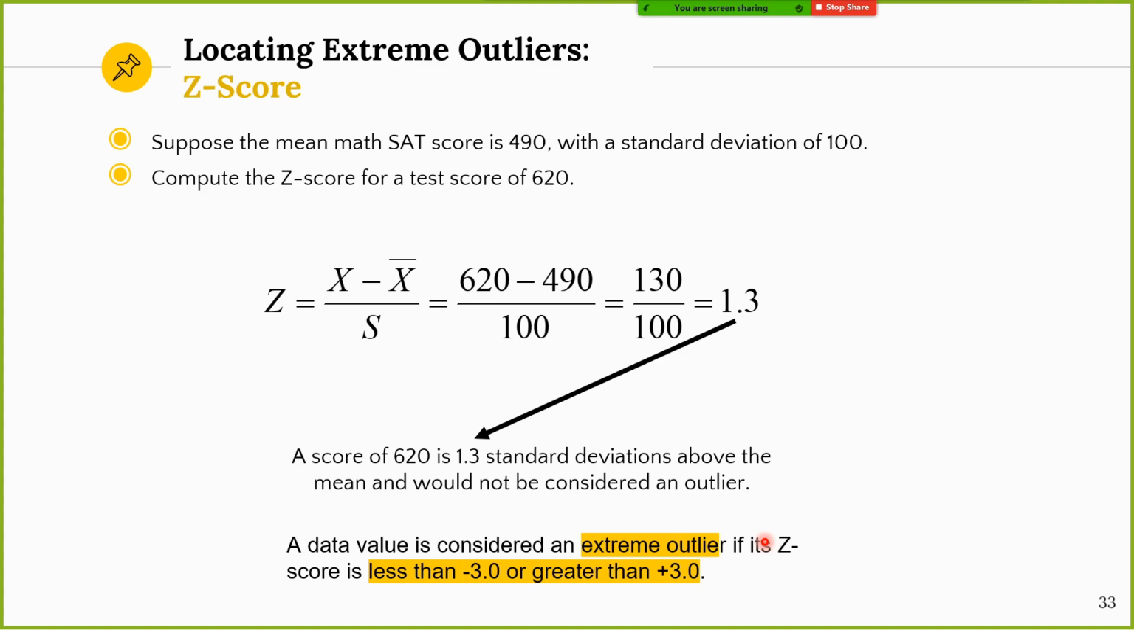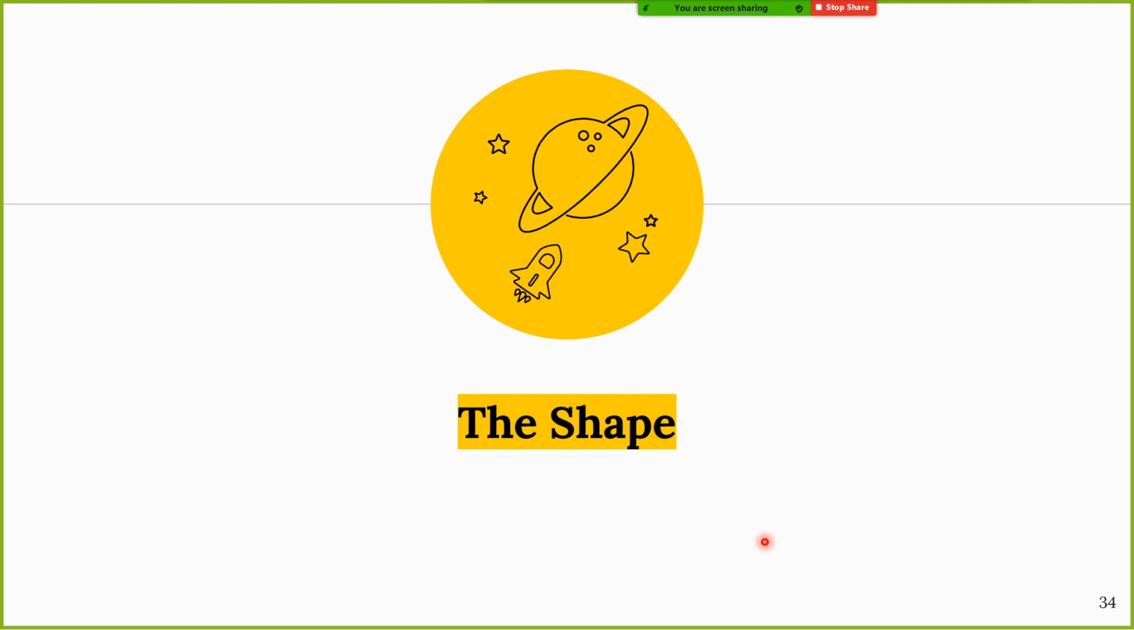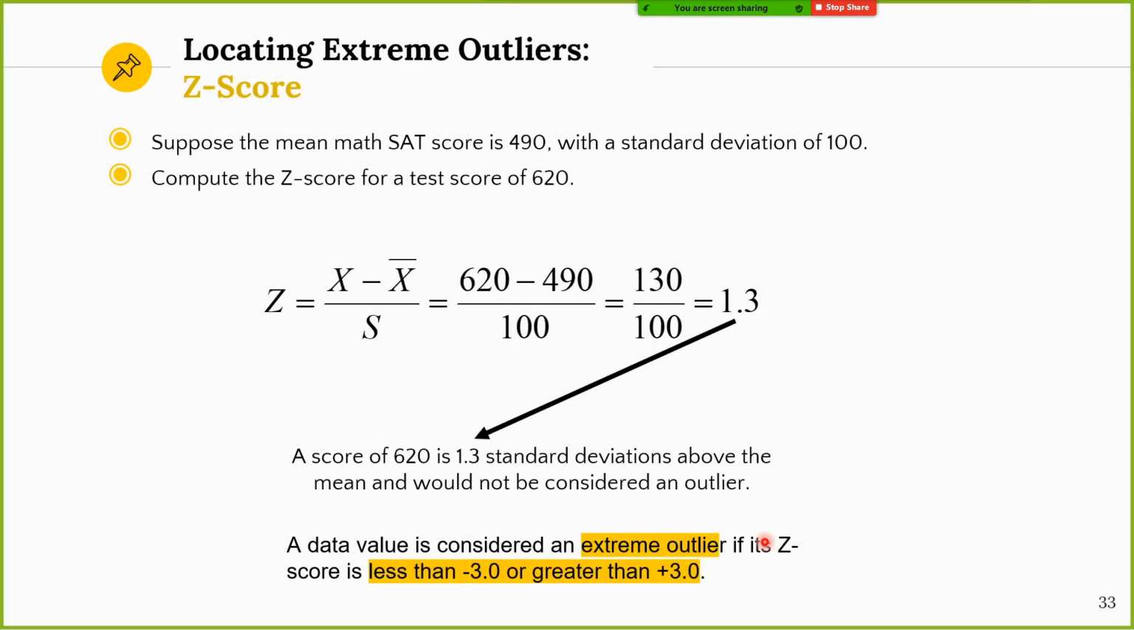Okay, so let's continue. Do you have any question before we continue? So I just want to make sure the z-score, the number of the z, is the indicator that the data is an outlier or not, like that?